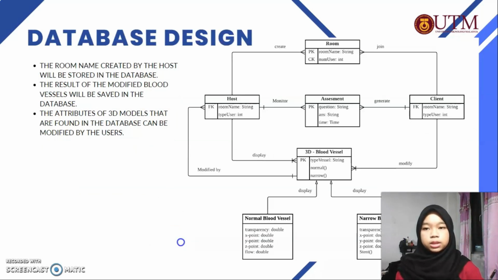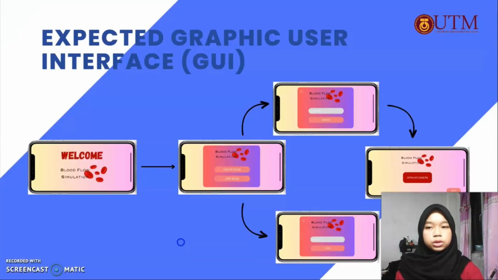Next is database design. So the room name created by the host will be stored in the database. The result of the modified blood vessels will also be saved in the database, and the attributes of the 3D models that are found in the database can be modified again by the users.